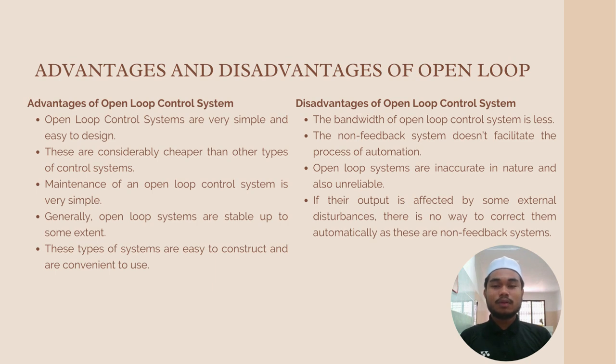I want to present about advantages and disadvantages of open loop. Advantages of open loop control system. First, open loop control systems are very simple and easy to design. Two, these are considerably cheaper than other types of control system. Three, maintenance of an open loop control system is very simple. Four, generally, open loop systems are stable up to some extent. And five, this type of system is easy to construct and friendly to use.